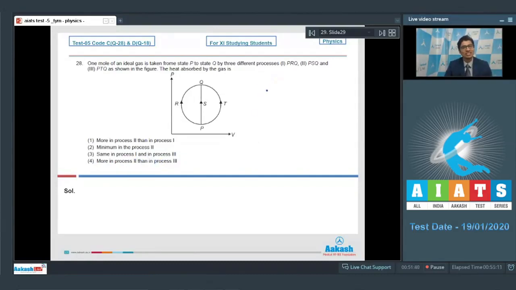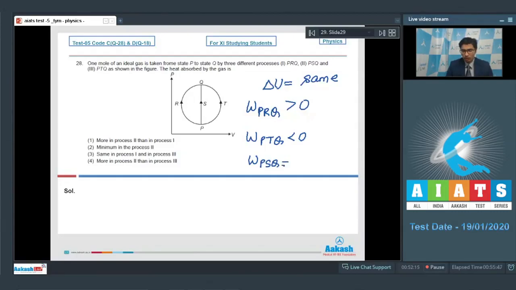Dear students, in all of these 3 processes, the change in the internal energy would be the same. And this means that the final decision can be made by only comparing the work done. Now dear students, the work done in the process PRQ is positive, while the work done in PTQ is negative. The work done in PSQ is equal to 0 because it is an isochoric process. On analyzing this given data from the given graph, we can see that the work done is maximum for PRQ and minimum for PTQ.